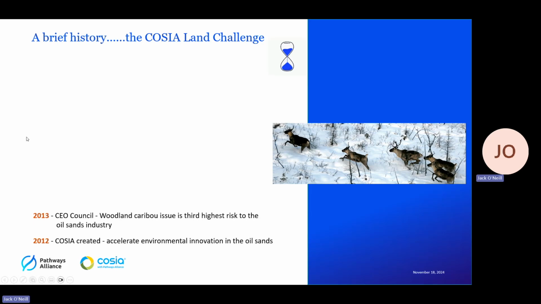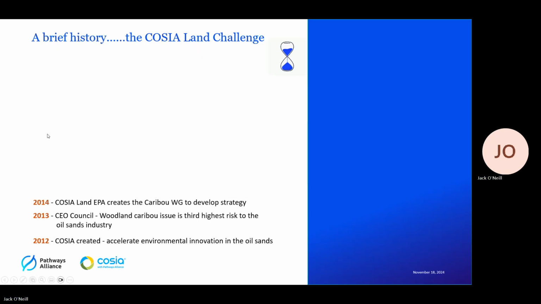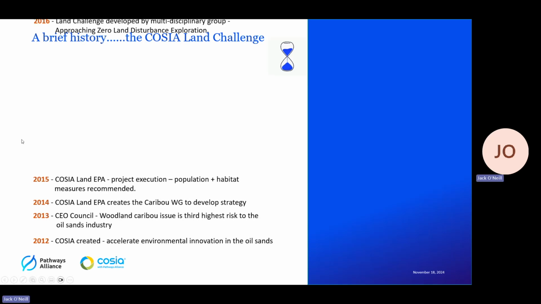So in 2012, COSIA was created. 2013, we had a CEO council that identified the woodland caribou as a very significant risk to the oil sands industry. They are in a threatened state in Alberta, Canada. The Land EPA created a caribou working group of subject matter experts to go and develop a strategy. There's a recommendation that population and habitat measures would be required.